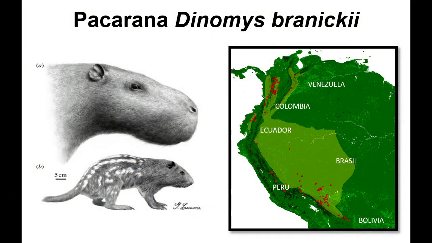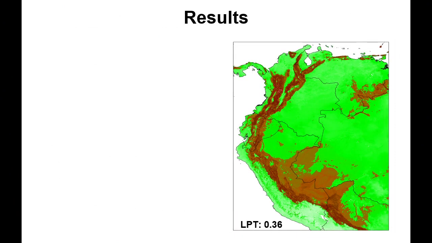We use a model species to make this approximation. It is the Pacarana, Dinomys branickii, a mammal of the neotropical environment that is present in the north of South America. It is the largest rodent in the Andes of Colombia and in the Andes of all South America. And we have more or less 100 records of presence of the species. We made our best efforts to model this distribution.